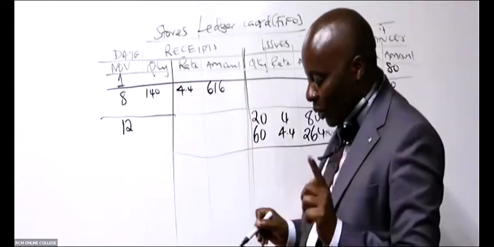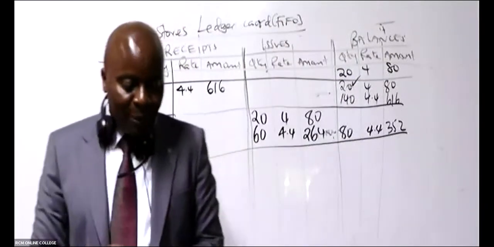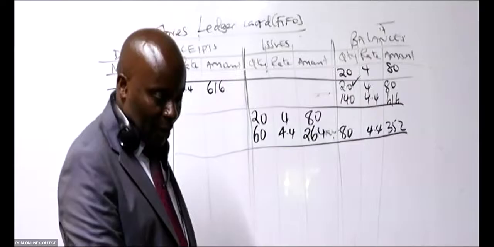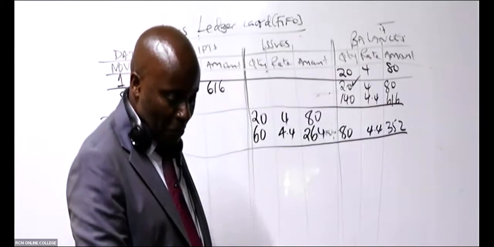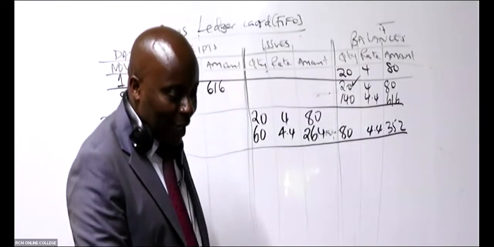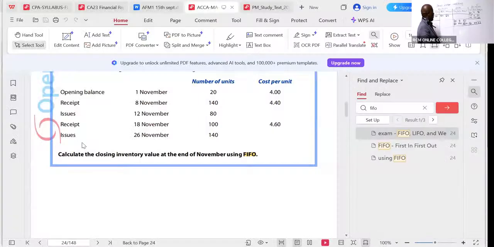We go, ladies and gentlemen, to the next one. The next one now, what happened? Let's reason together. We received, eh? I love receiving. So remember the date is 18th now, right? What do we do on the 18th? We received how many? 100. At what rate? At 4.6, isn't it?